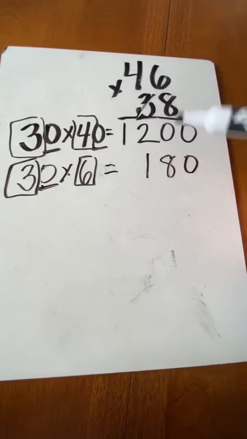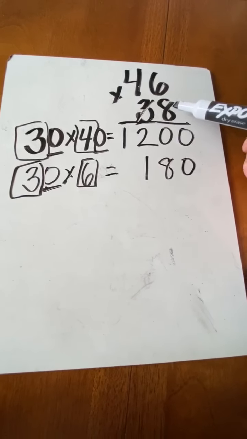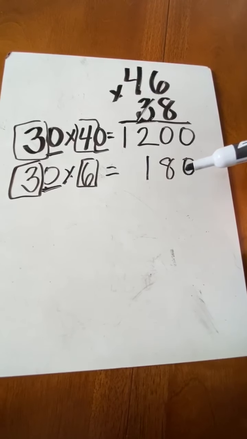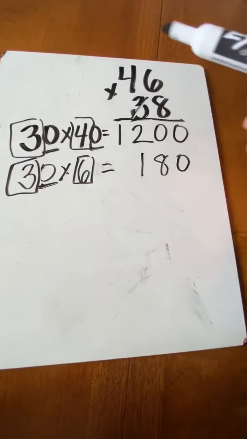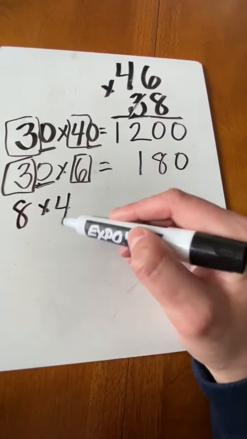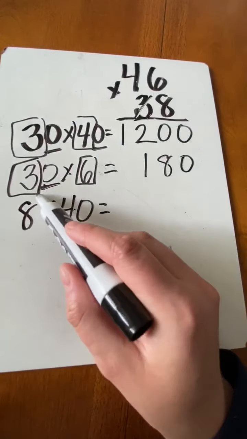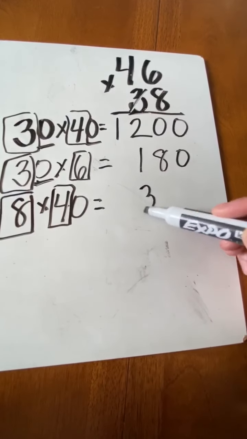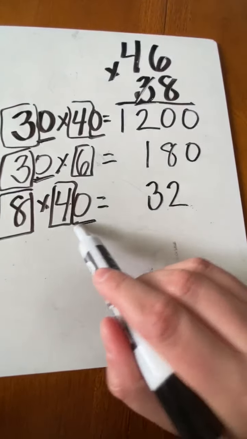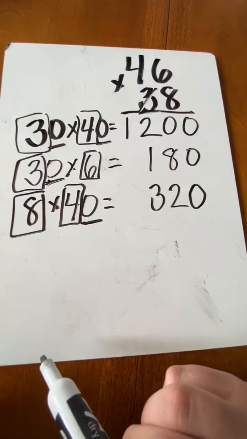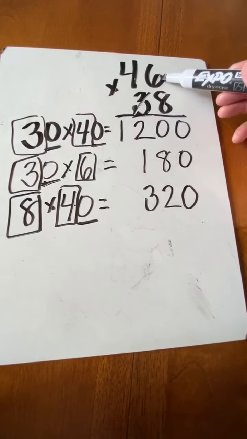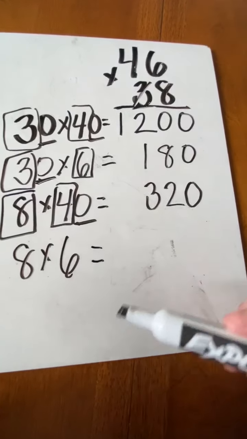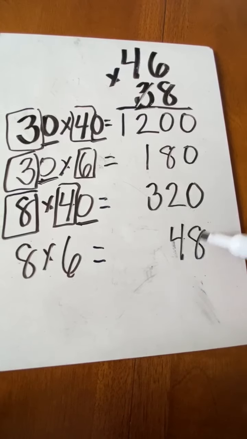Now I've done this 3 here, so now I'm going to work with my 8. This is just like when I was using partial products for doing a 2 times 1 digit multiplication. So now I'm going to do 8 times the 4 in my tens place, which is going to be 40. So 8 times 40. I'm going to take my 8 times 4. 8 times 4 is 32. Plus the 0, add my 0 on the end. Now I'm left with 8 times 6. 8 times 6 is 48.